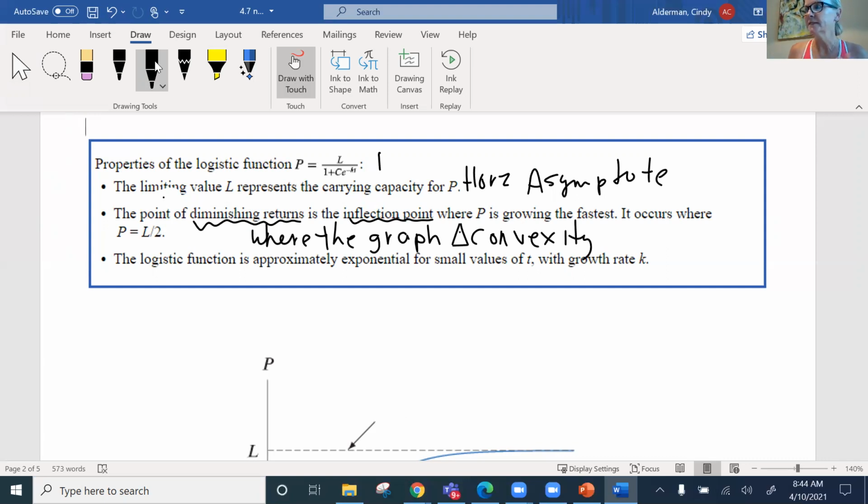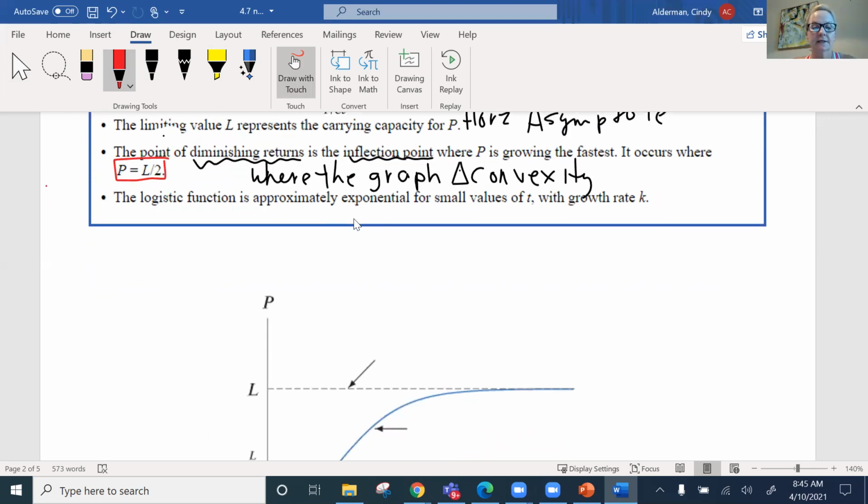So all of those are different ways Wiley would ask you for the inflection point, or where's the point of diminishing returns, or where is the graph changing convexity. It all means the same thing, okay? And it occurs at this point right here. You've seen this in a prior example. We were trying to get you ready in the last unit, where something was L, a level, and the point of diminishing returns or inflection point is always going to be whatever the original capacity is divided by 2. And we'll do an example where you'll see that in a moment.